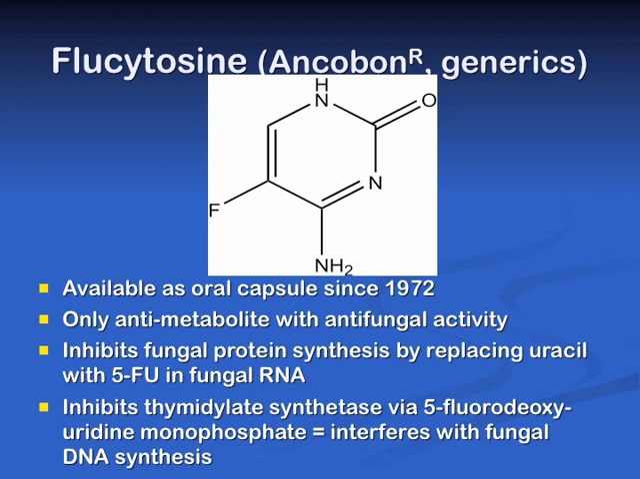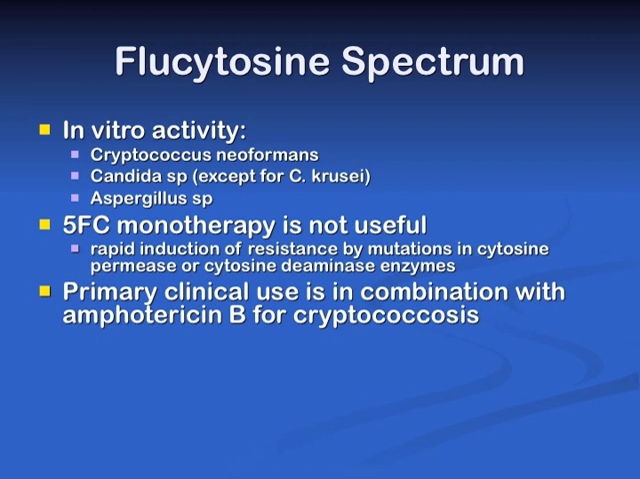This has been available as an oral capsule since 1972. It's our only anti-metabolite with antifungal activity. It inhibits fungal protein synthesis by replacing uracil with 5-fluorouracil, which is one of my chemo drugs, in fungal RNA. It also inhibits thymidylate synthase via 5-fluorodeoxyuridine monophosphate, which interferes with fungal DNA synthesis. So flucytosine is in vitro active against Cryptococcus neoformans, which is where we predominantly use it.